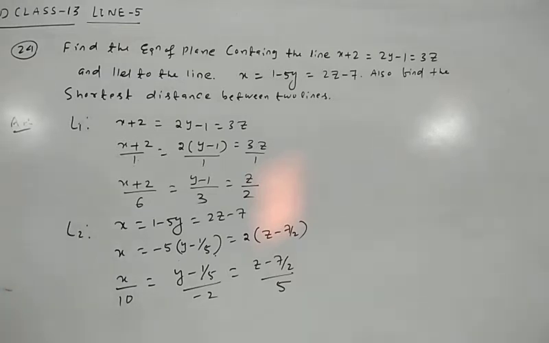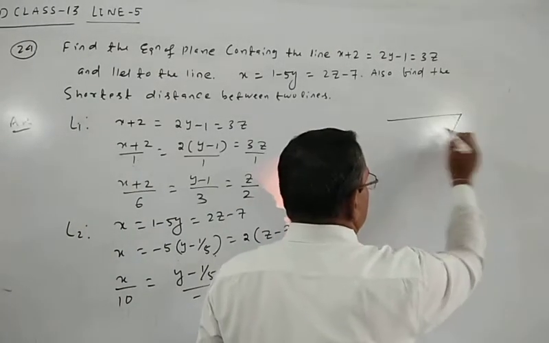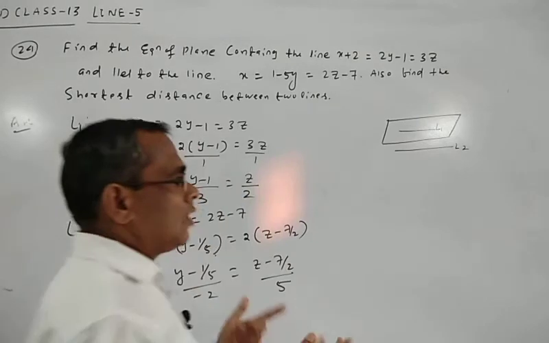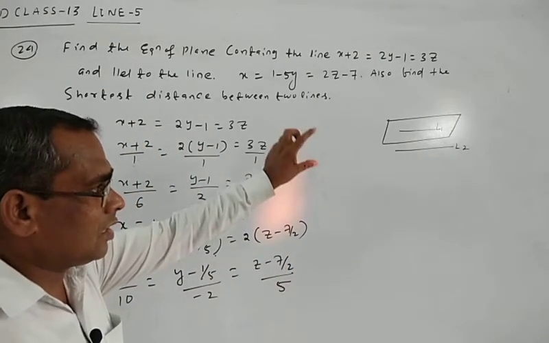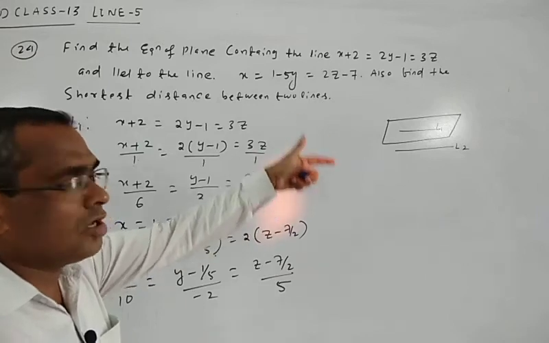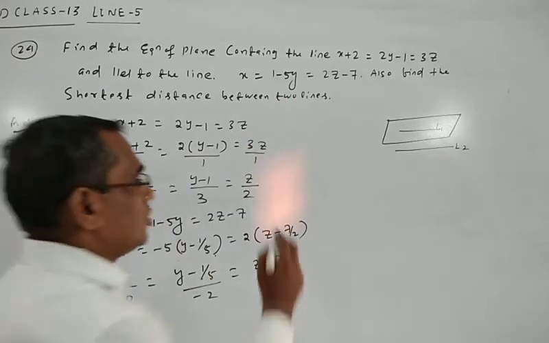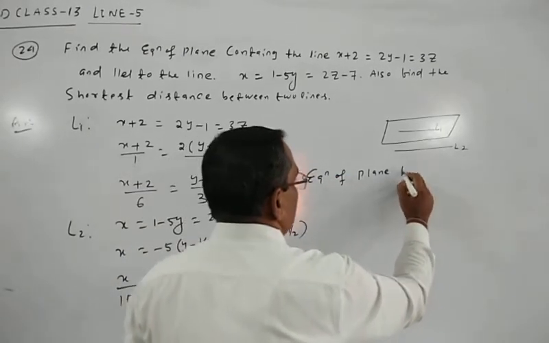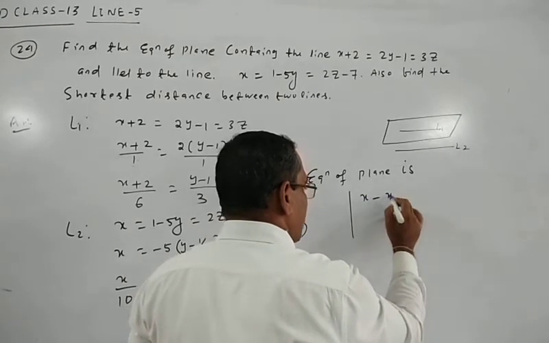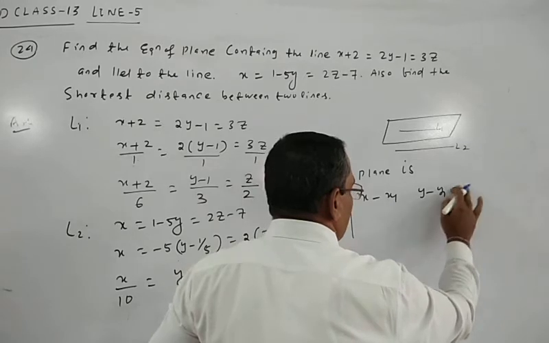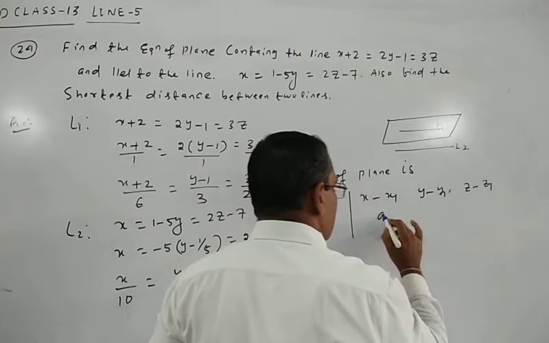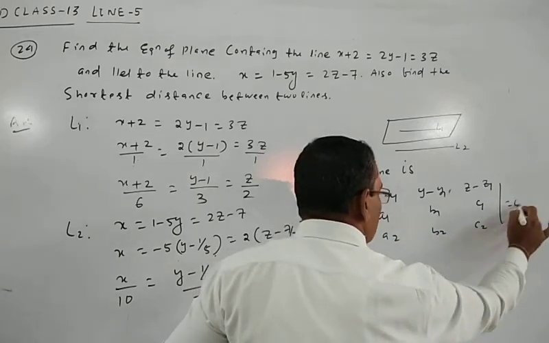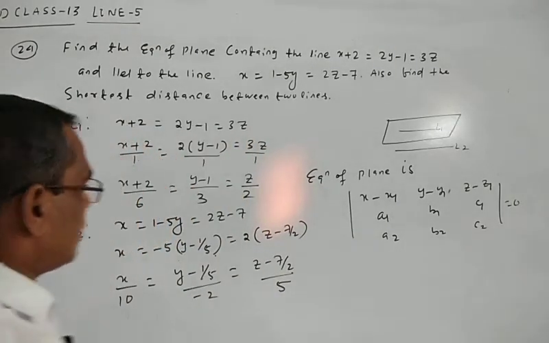So clearly we find the equation of the plane. This is a plane containing L1 and parallel to L2. Its equation will be the determinant with rows x minus x1, y minus y1, z minus z1; a1, b1, c1; a2, b2, c2, equal to 0. So what is x1, y1, z1?